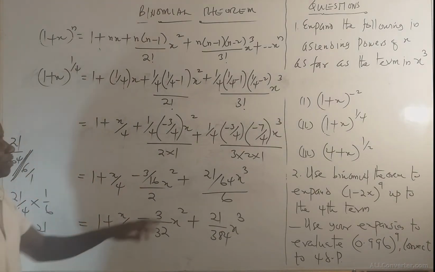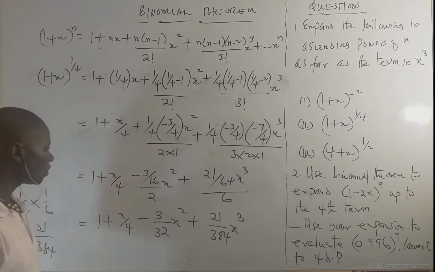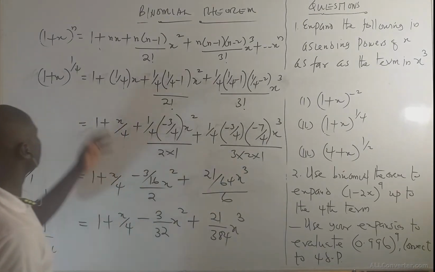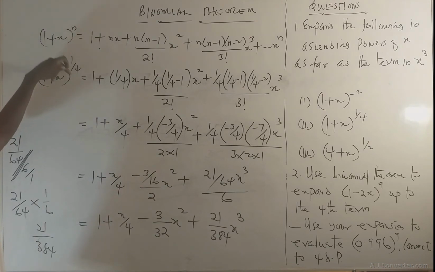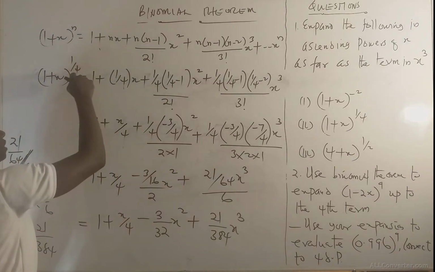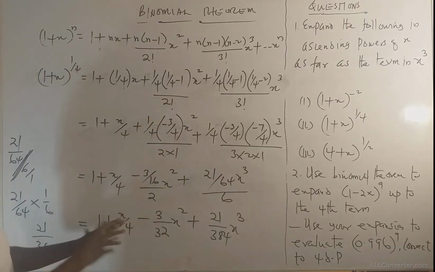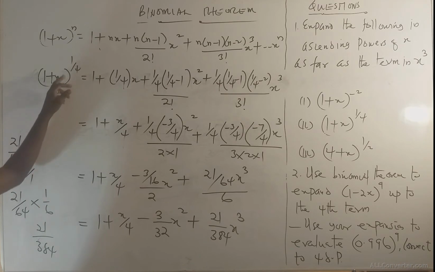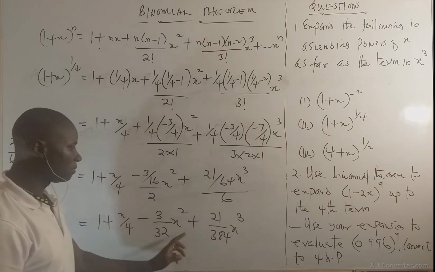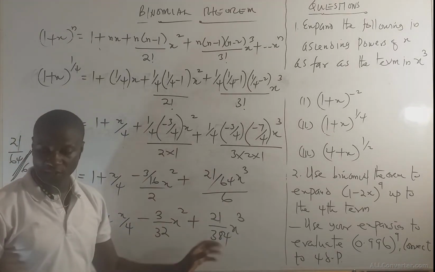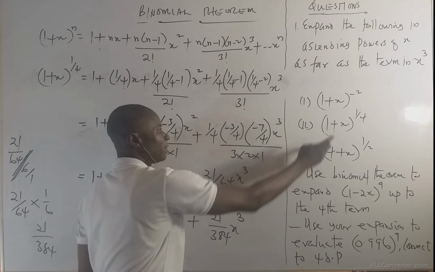And this will be the answer for the second question. So it is just substitution. That's why you just compare this with the expansion. Wherever you see n, you now put 1 over 4. Take note that 1 is 1, x is still x, and so it is only n that has changed. Wherever you see n in the formula, you now substitute that by 1 over 4. The rest will be simplification of fractions, and the answer will be out. So the expansion for 1 plus x exponent 1 on 4 is 1 plus x over 4 minus 3 over 32 x squared plus 21 over 384 x cubed. So that will be the answer for the expansion of 1 plus x exponent 1 on 4.